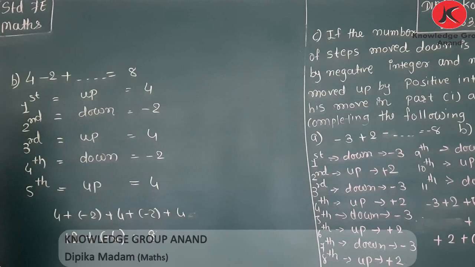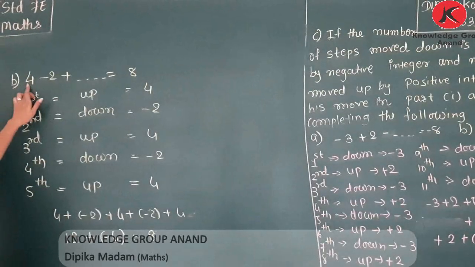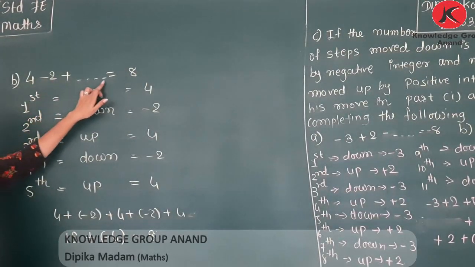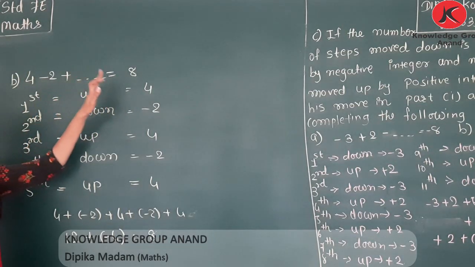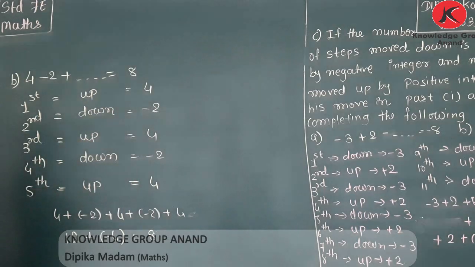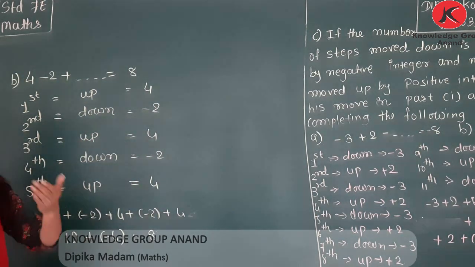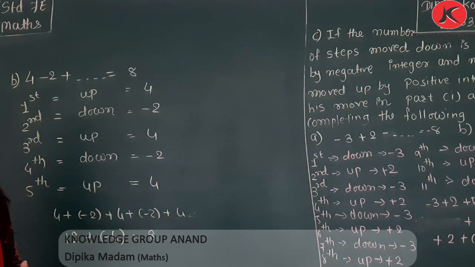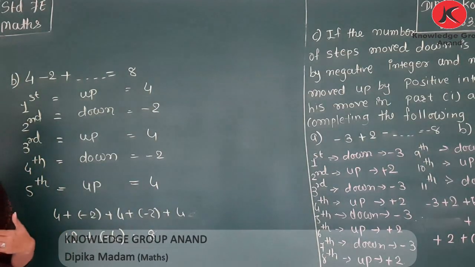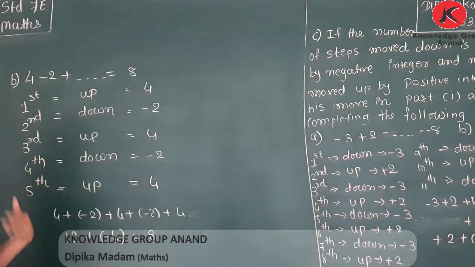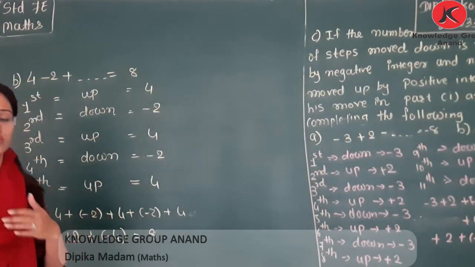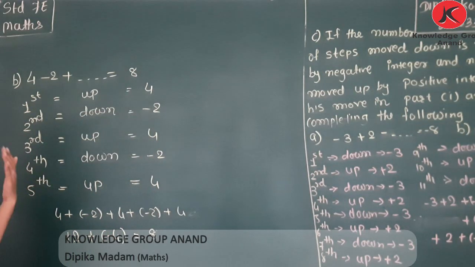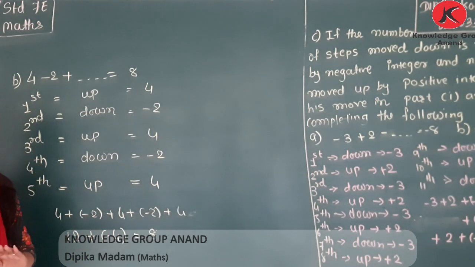Now in a series of B part, you need to represent 4 minus 2 plus dash dash dash is equal to 8. Means you need to add the number of up step and down step by the series. We know that in a B part, monkey took 4 step up and 2 step down. Okay, 4 step upar and pachi 2 step niche gayo. Obviously in a question it is written that up step taken as a positive and down step taken as a negative. Upar na step positive levana, niche na step negative.